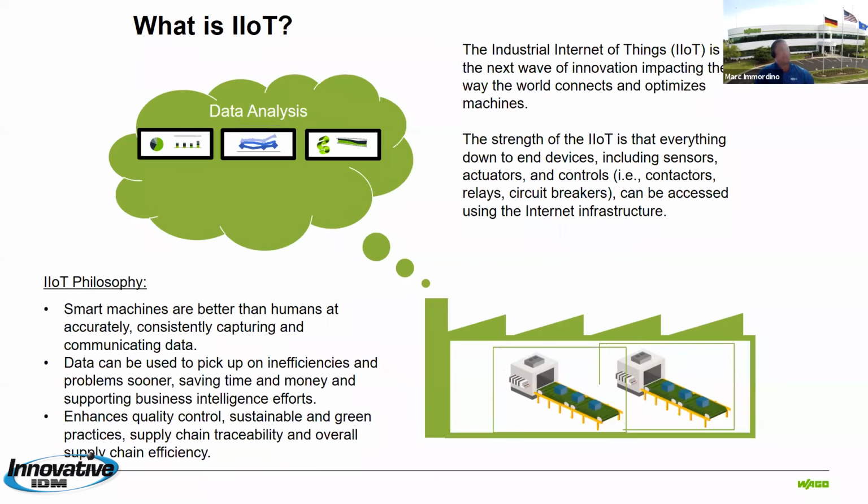So the data can be used to pick up on inefficiencies and problems sooner, saving you time and money, and supporting your business intelligence efforts. It can also enhance your quality control, sustainable and green practices, supply chain traceability, and overall supply chain efficiency with your system. So, that's the core thought process of the IIoT.